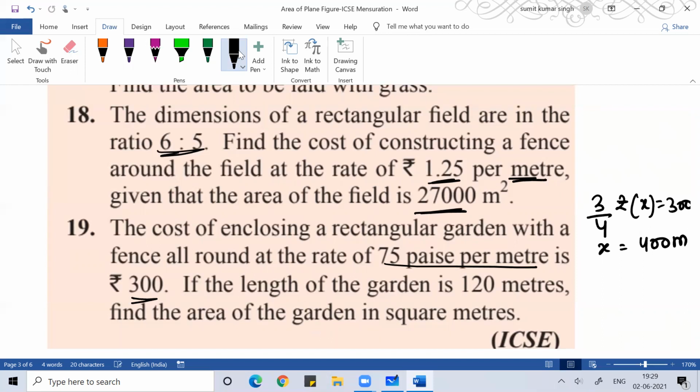So the length is 120 and the breadth will be 80 meter. The area will be 80 into 120, that is 9600 square meters.